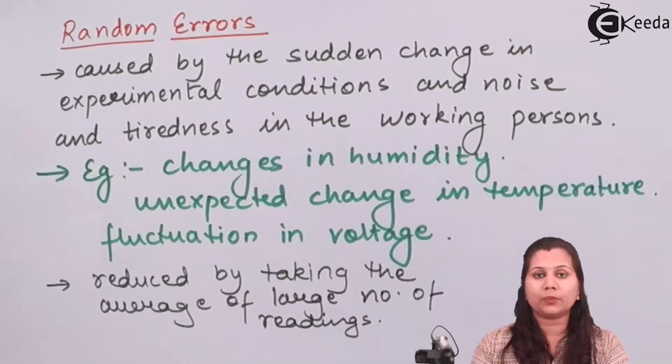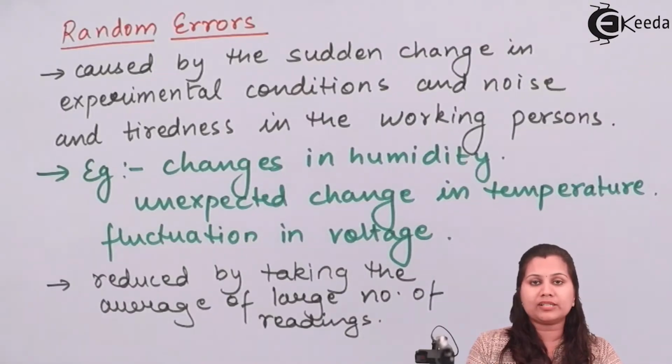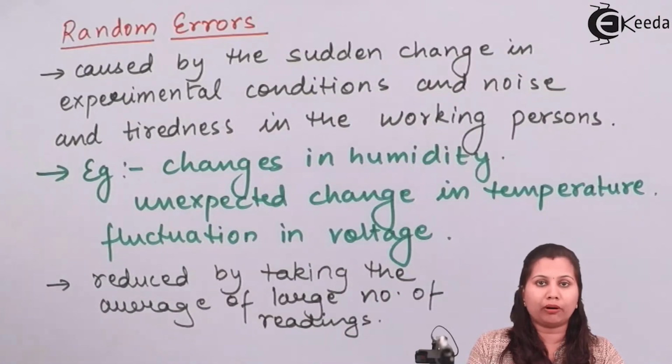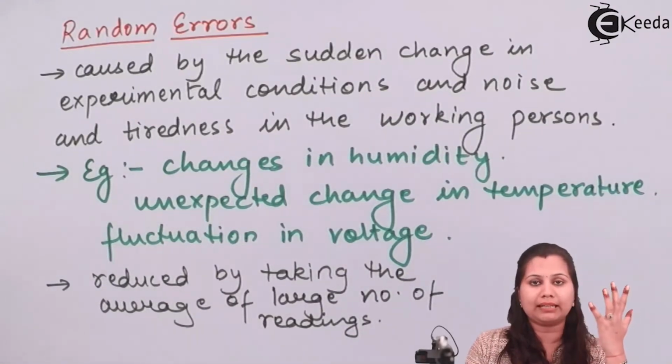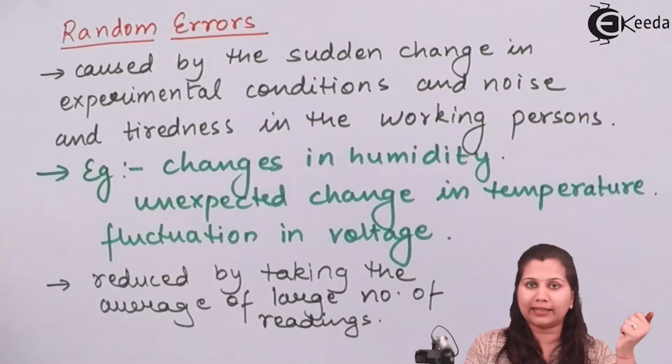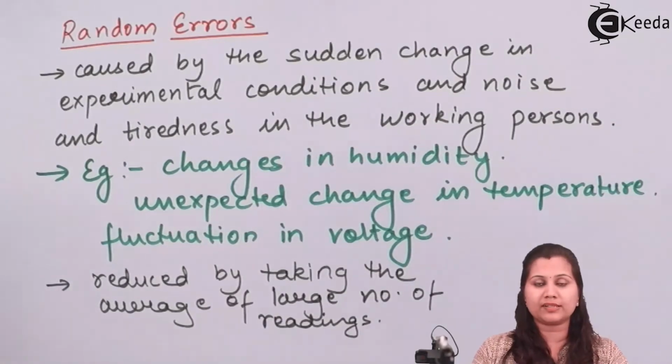So in this video, we studied the classification of the errors in the measurement systems, and we studied that the errors are classified into three broad types. One is the gross error, second is the systematic error, and third is the random errors. Systematic errors were further classified into instrumental, environmental, and observational errors. So all these types of errors we have studied in detail in this video.